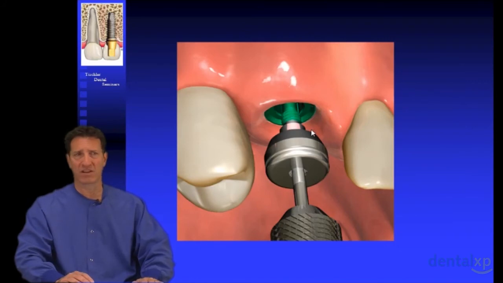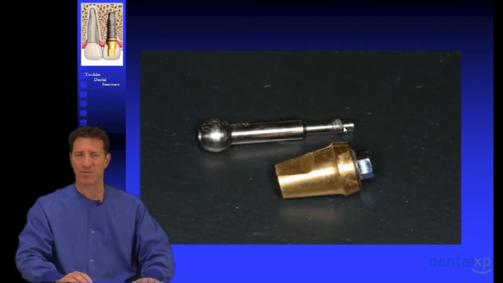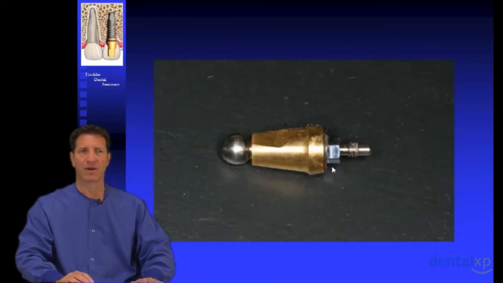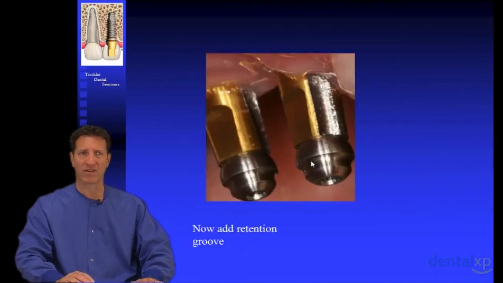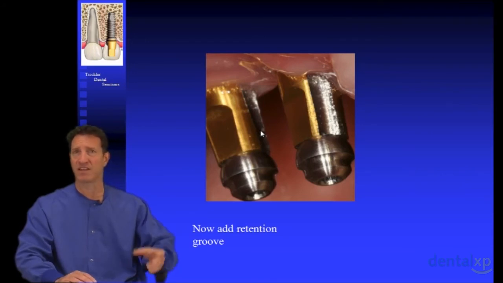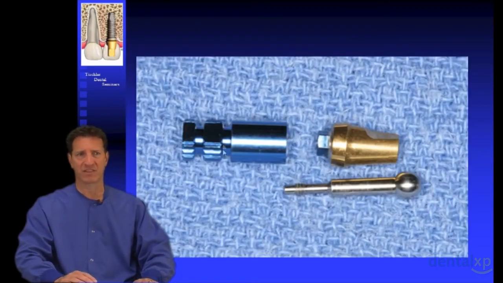Well, basically, we're going to unscrew the healing cap, and we're going to attach an impression coping. This happens to be the BioHorizons impression coping. I'm going to attach this, and I'm going to take a crown and bridge impression. These are retention grooves that have been placed in the stock abutments, but if you use another company, there are going to be various retention grooves in it. This is a crown and bridge impression, just like natural teeth.